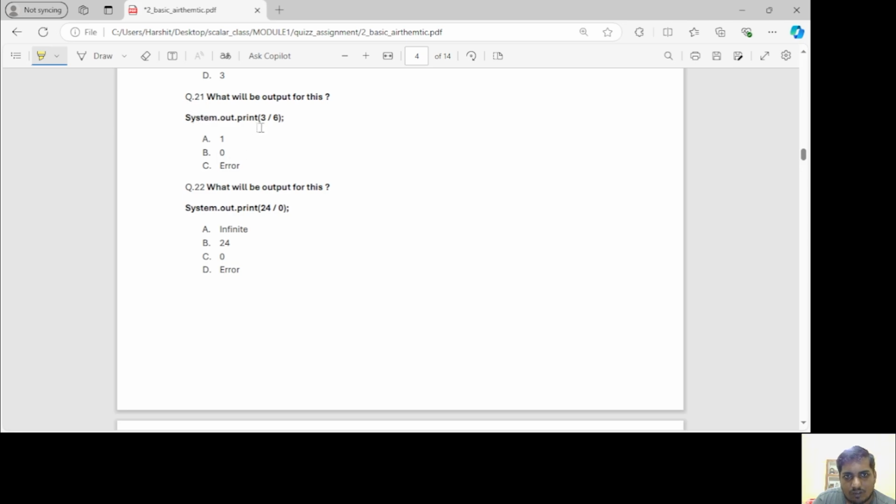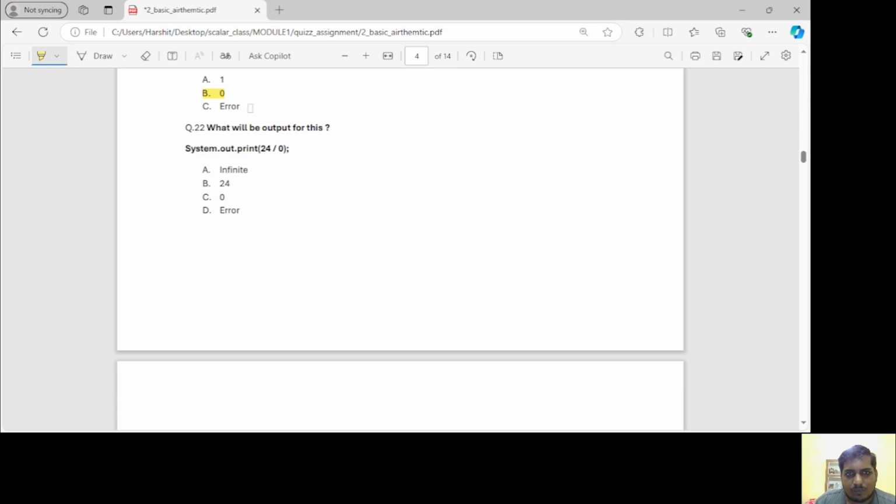What will be the answer of 3 divided by 6? Here the answer is 0. Why 0? 3 divided by 6 means 0 point something. After the point the value is not counted, so we count it as 0.